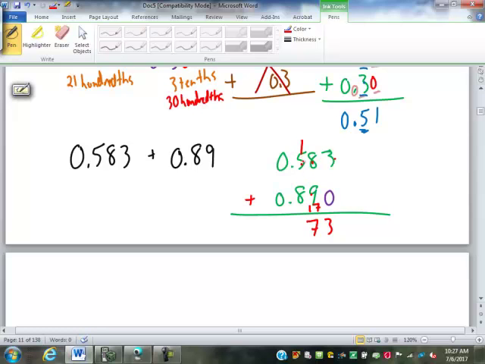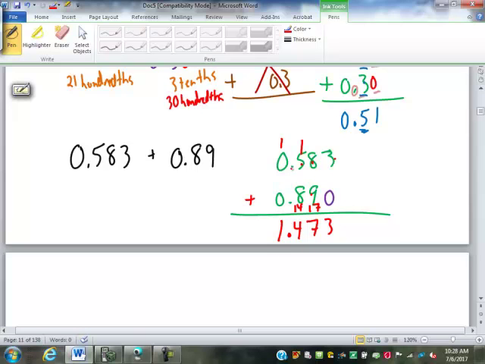1 and 5 is 6, plus 8 is 14. So we keep the 4 and we carry the 1. Now the 1 is over there with zeros. That's just going to be a 1. But before I do that, I have to bring down the decimal point. I don't want to cross that decimal point without bringing it down. So 1, 0, and 0 is just 1.